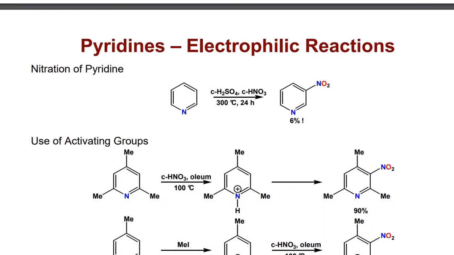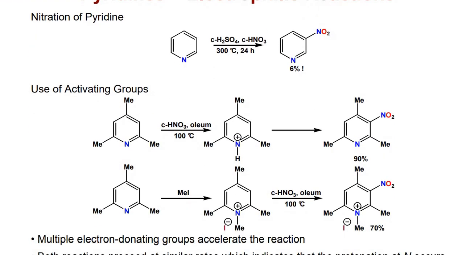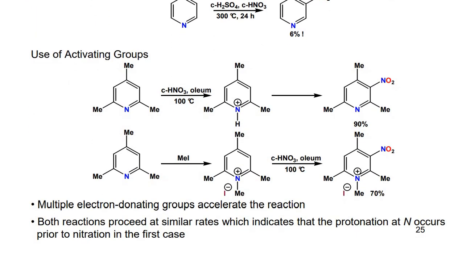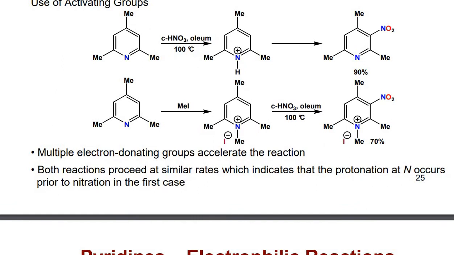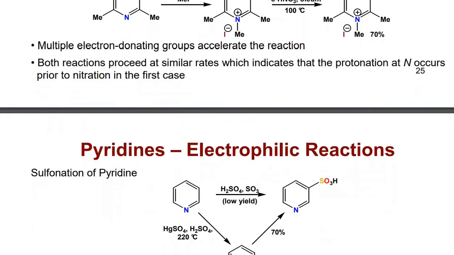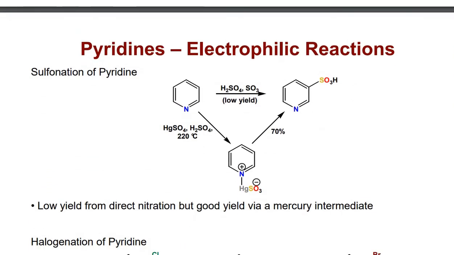Nitration of pyridine at the 3 position gives only 6%. Use of activating groups, then you will get 90%. Now multiple electron donating groups accelerate the reactions. Both reactions proceed at a similar rate, which indicates that protonation at N occurs prior to the nitration in the first case. Pyridine electrophilic reaction.